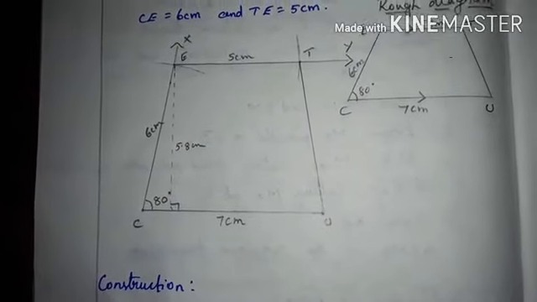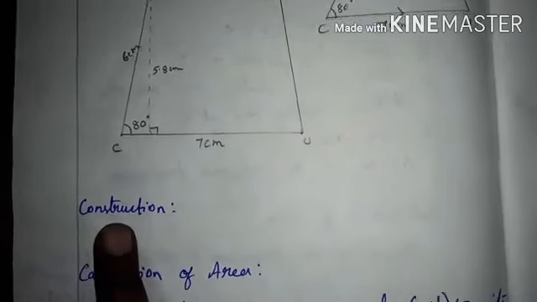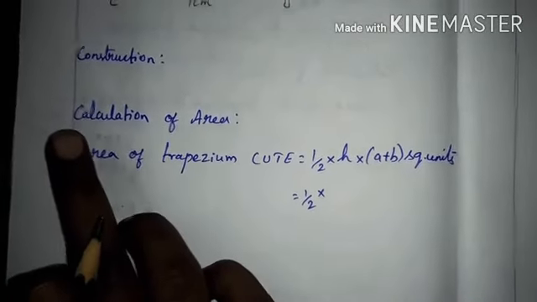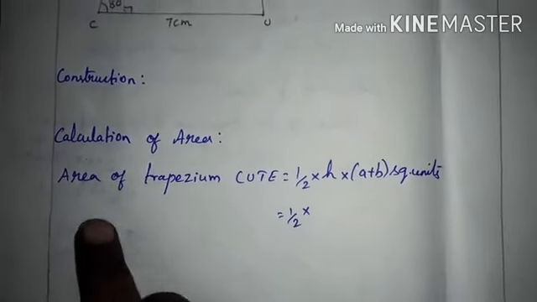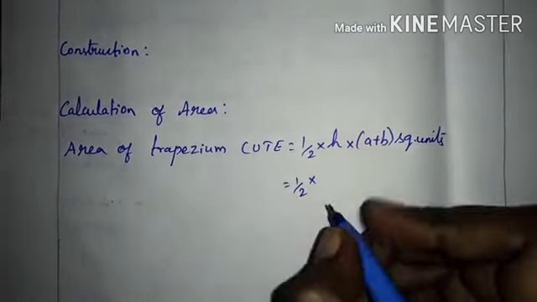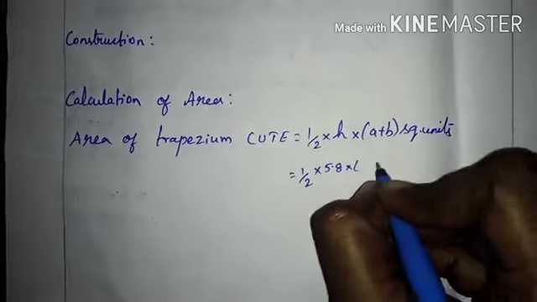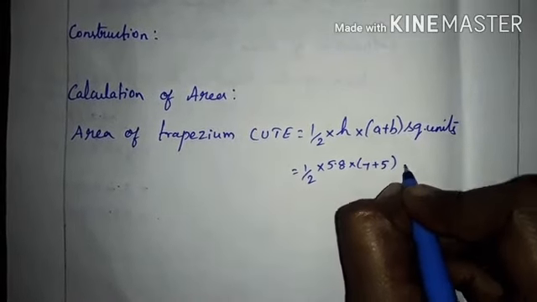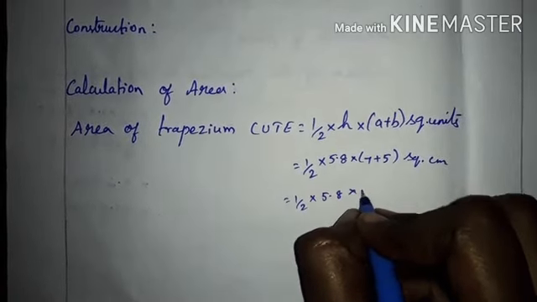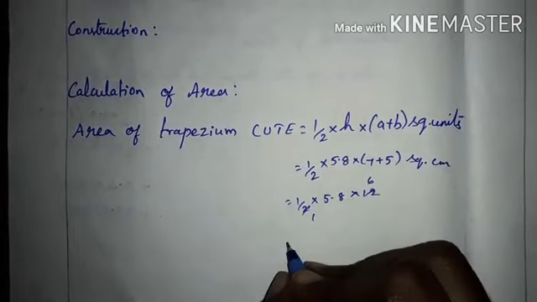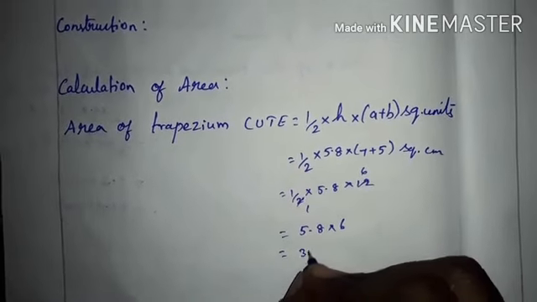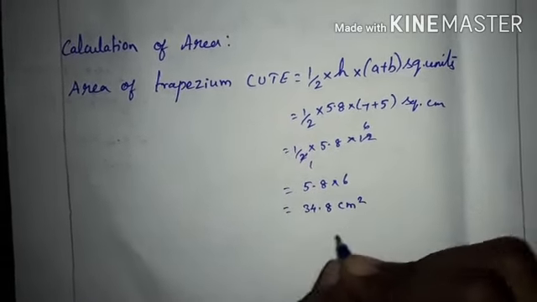After constructing the trapezium, you have to write the construction step by step, how you constructed the trapezium CUTE. After that, you have to find the area of this trapezium CUTE. For that, we are using the formula half into H into A plus B square units. That is half into 5.8 into 7 plus 5 square centimeter. That is half into 5.8 into 12. If we cancel it, we get 6, and multiplying 5.8 into 6, we get 34.8 centimeter square. Thank you.